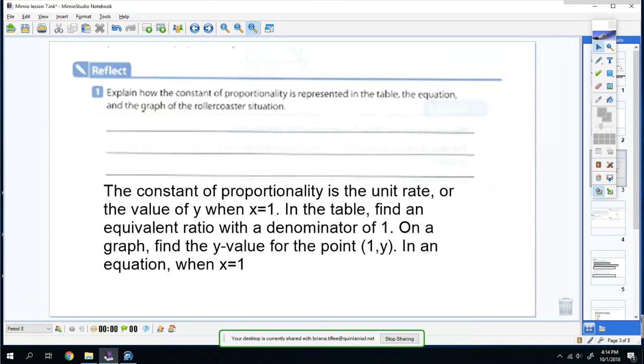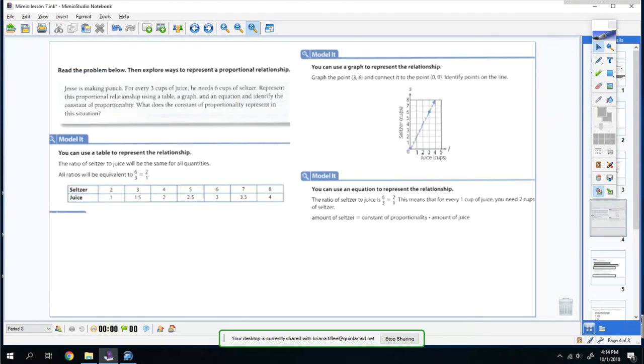It just has to do with a lot of ratios and dividing. So Jesse is making punch. For every 3 cups of juice, he needs 6 cups of seltzer. Represent the proportional relationship using a table, a graph, and an equation, and identify the constant of proportionality. What does the constant of proportionality represent in this situation?